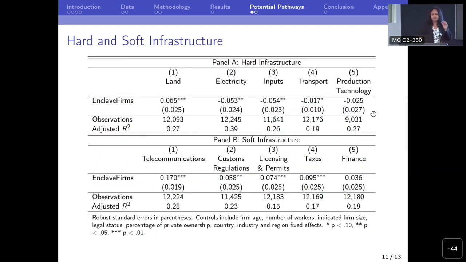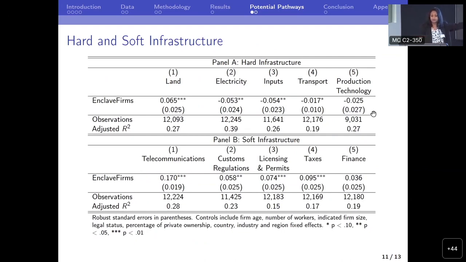So then we're not so much looking at the magnitude of these coefficients. What we're looking for, though, is the sign. And what we would then expect to see is a negative and a statistically significant coefficient, which would tell that, well, if the firms are located in an industrial enclave, each of these is less of an obstacle. And what's interesting about these results is I find that only for electricity and access to inputs.